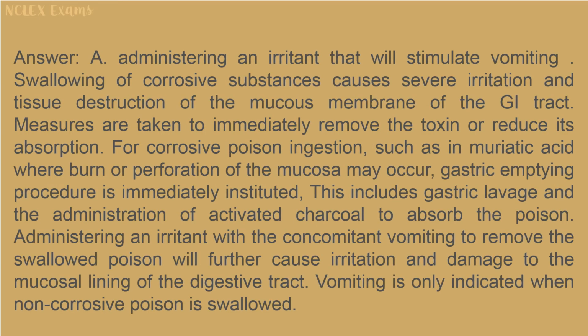Answer: A. Administering an irritant that will stimulate vomiting. Swallowing of corrosive substances causes severe irritation and tissue destruction of the mucous membrane of the GI tract. Measures are taken to immediately remove the toxin or reduce its absorption. For corrosive poison ingestion, such as muriatic acid where burn or perforation of the mucosa may occur, gastric emptying procedure is immediately instituted. This includes gastric lavage and the administration of activated charcoal to absorb the poison.